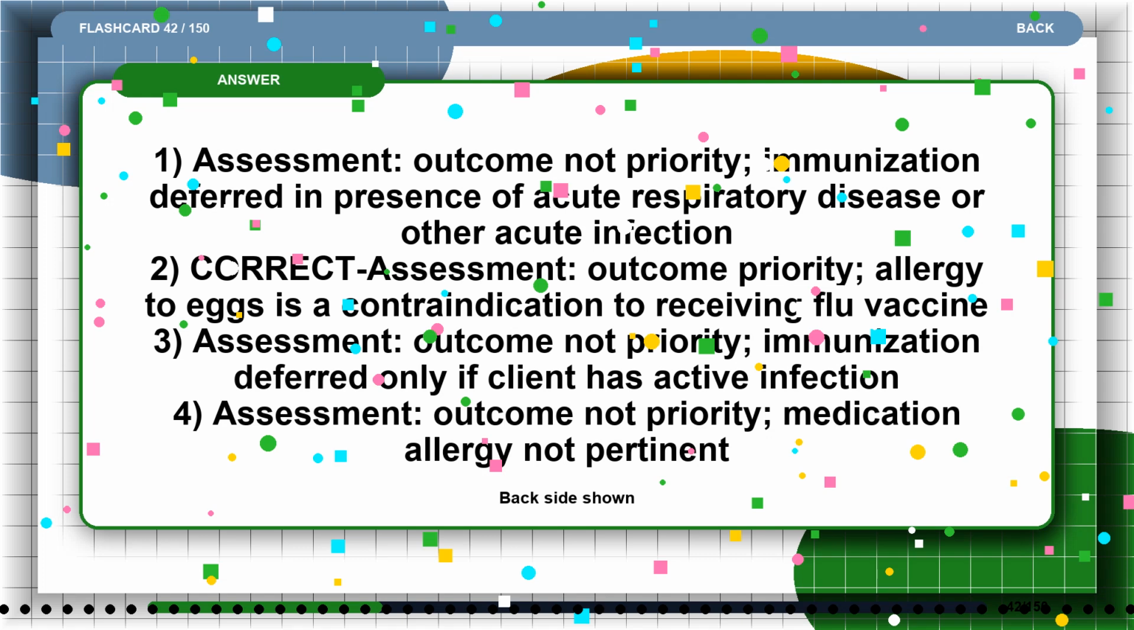The answer is 1. Assessment. Outcome not priority. Immunization deferred in presence of acute respiratory disease or other acute infection. Correct assessment. Outcome priority. Allergy to eggs is a contraindication to receiving flu vaccine. 3. Assessment. Outcome not priority. Immunization deferred only if client has active infection. 4. Assessment. Outcome not priority. Medication allergy not pertinent.